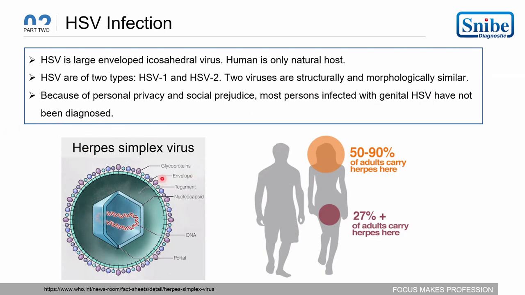So if we talk about the structure of the herpes simplex virus, it's a DNA virus which contains capsids around the DNA, and they have a nucleocapsid, the tegument, the envelope, and then the glycoproteins to protect the DNA of the herpes simplex virus. So 50 to 90% of adults carry HSV1 and 27% of adults carry HSV2. So there are two types of herpes, HSV1 and HSV2.